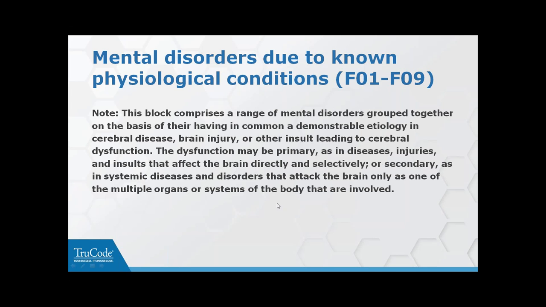At the beginning of the first block of codes in the ICD-10-CM code book under the F characters, the first note tells us that if you have conditions that are due to a medical disorder such as cerebral disease, brain injury, or other type of thing leading to a cerebral dysfunction, then that is going to be coded here. So it talks about diseases and injuries that affect the brain directly and selectively, or those that are secondary, as in systemic diseases or disorders that attack the brain as one of multiple organs or systems of the body that are involved. That's a very important note there.